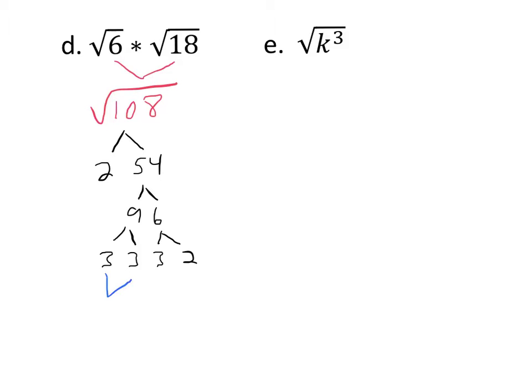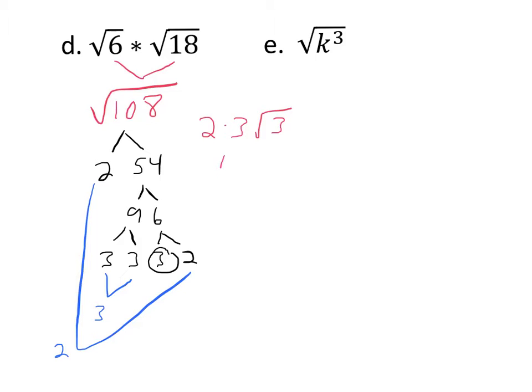So we have a pair of 2s right here, and we have a pair of 3s there, and what's left is the root 3. So the 2 comes out because there's a pair of them, the 3 comes out because there's a pair of them, and we're left with a root 3, so 6 root 3.